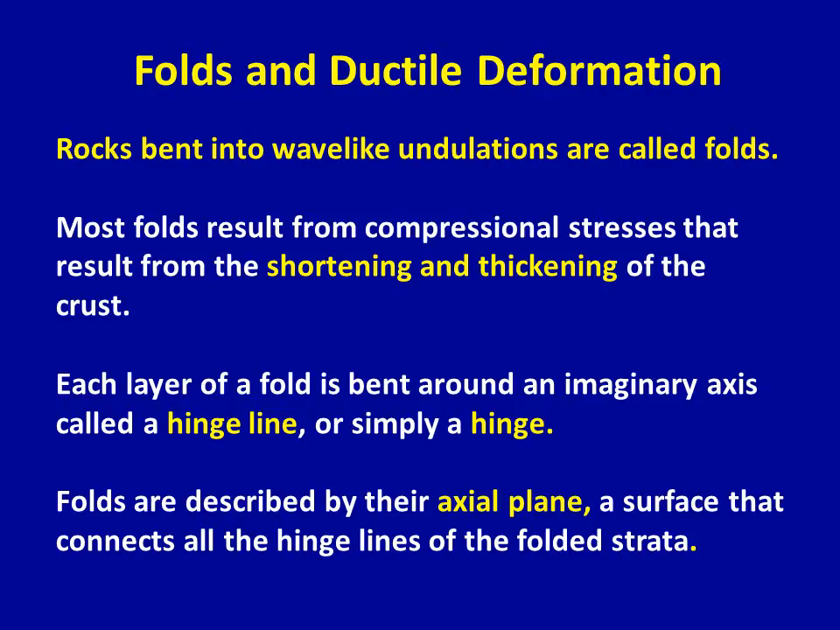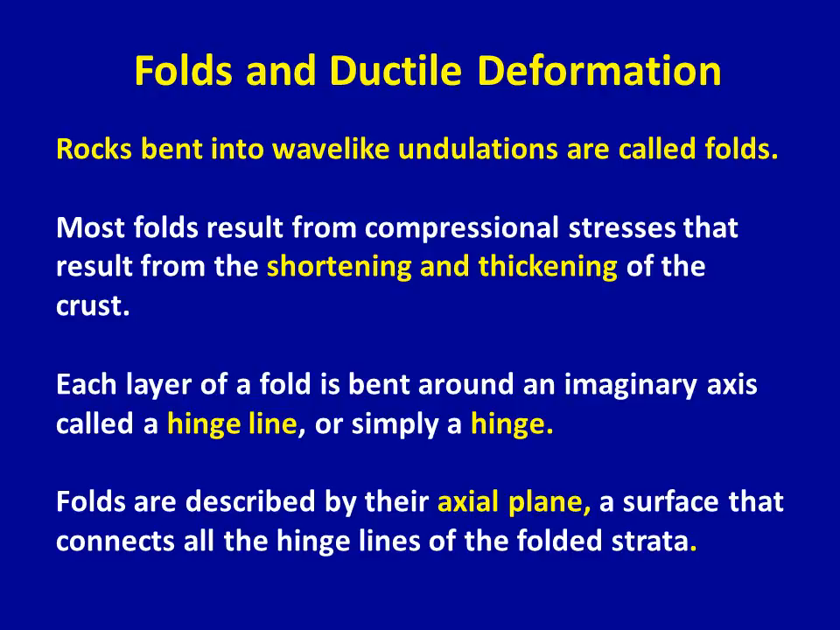So I want to talk about folds and ductile deformation, which are related to these stresses. These are rocks that are bent into wave-like undulations called folds, kind of like if you crunch something together like an accordion, basically. This is what happens to some rocks when they're being compressed. Most folds result from compressional stresses that result from the shortening and thickening of the crust. So this would be with like a converging plate boundary.